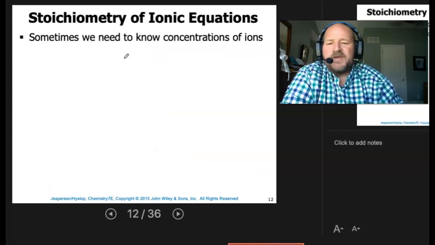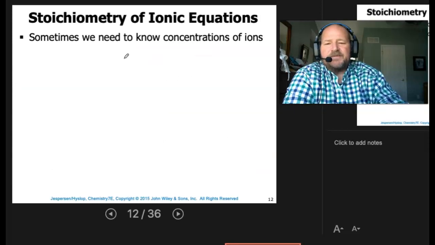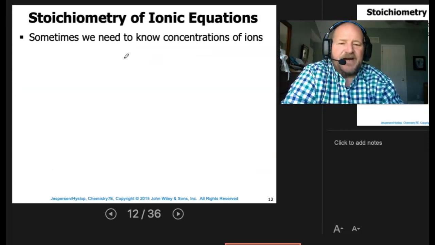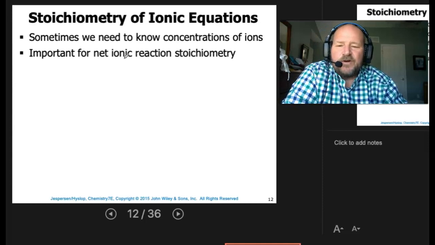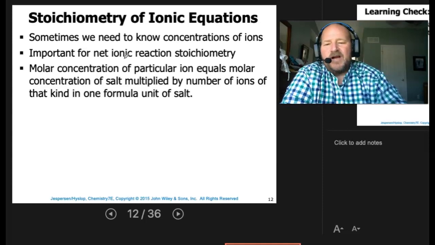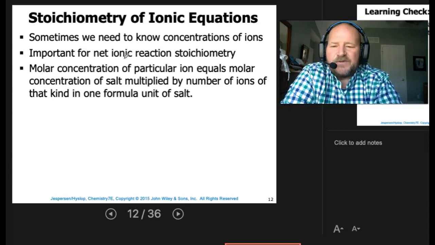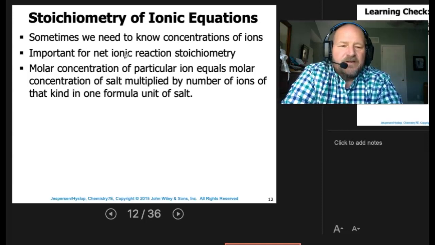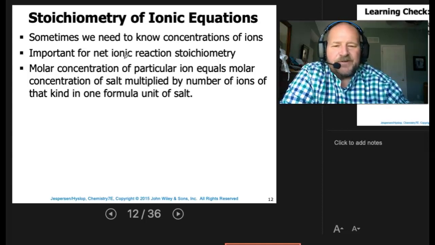All right, so stoichiometry of ionic equations. Sometimes we need to know concentrations of ions. This is important for the net ionic reaction stoichiometry. So molar concentration of a particular ion equals molar concentration of salt multiplied by the number of ions of that kind in 1 formula unit of salt. What? So what they're saying is this.